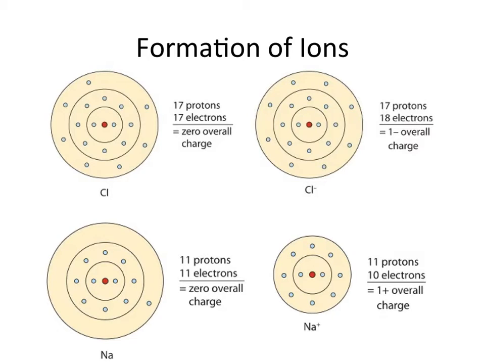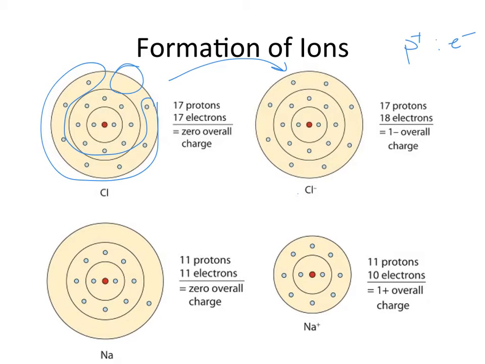How do we form ions? Well, remember, it's all about the ratio between protons to electrons. Now, when we look at chlorine, it has 7 valence electrons here in the outer shell. It needs that one more. So it's going to pick up an electron and form our chloride ion.